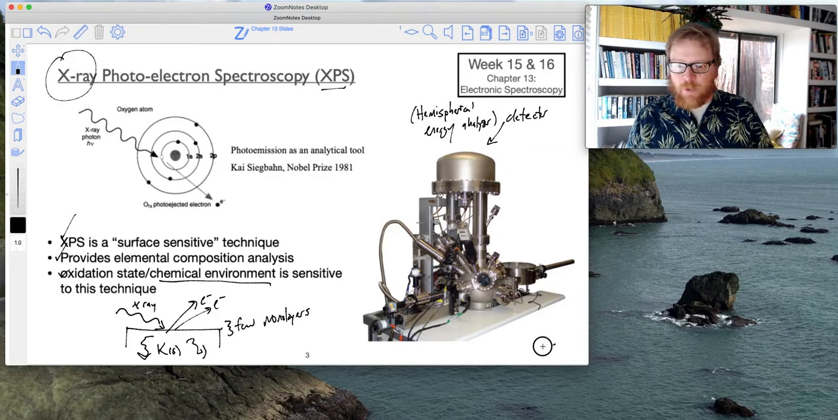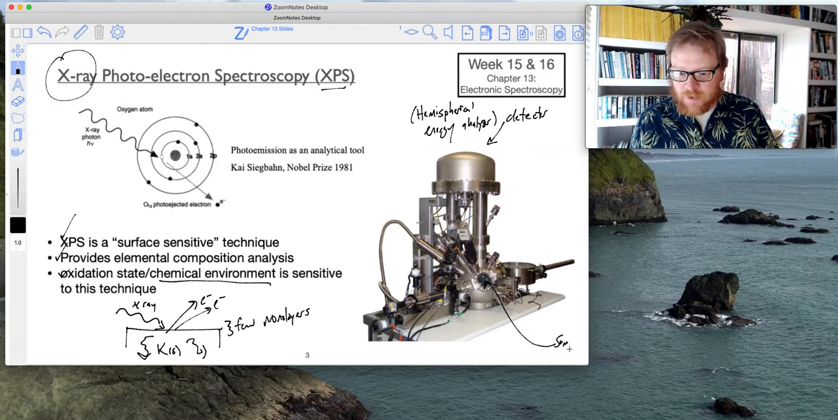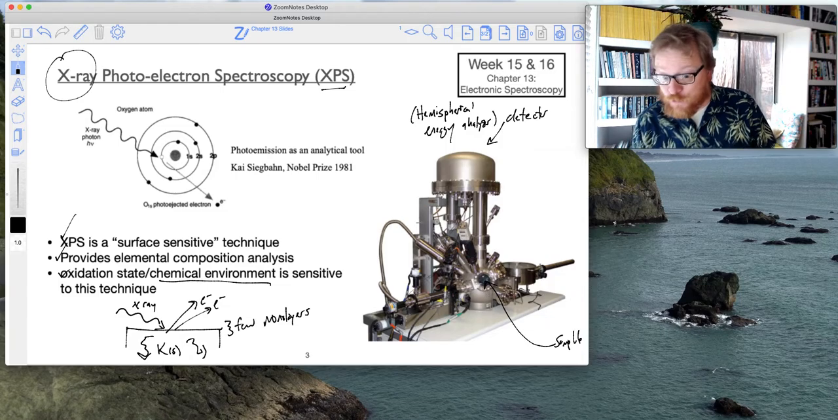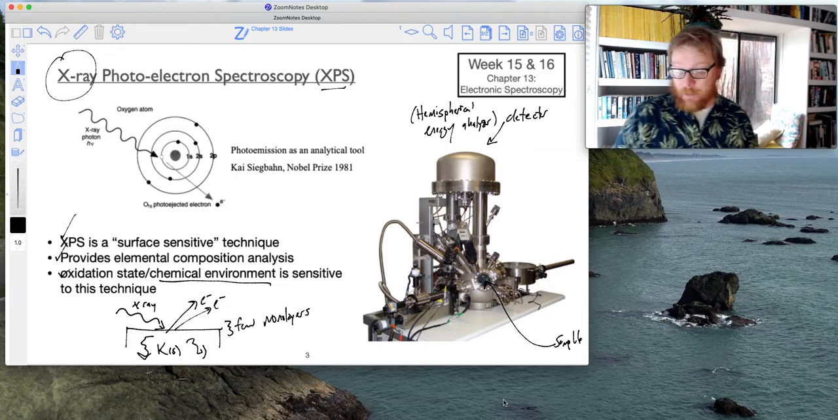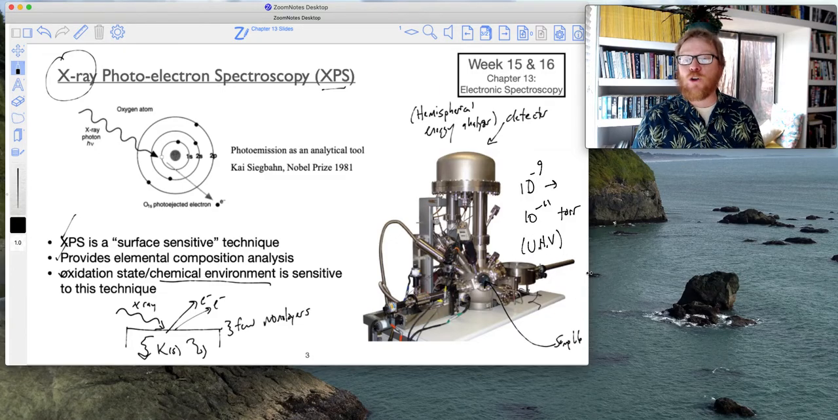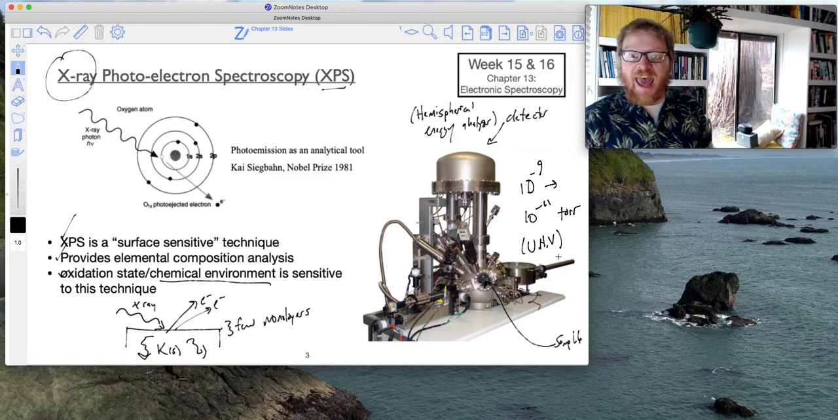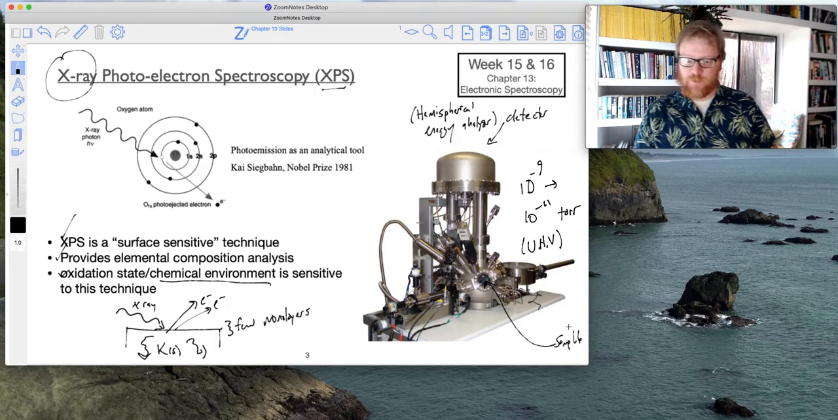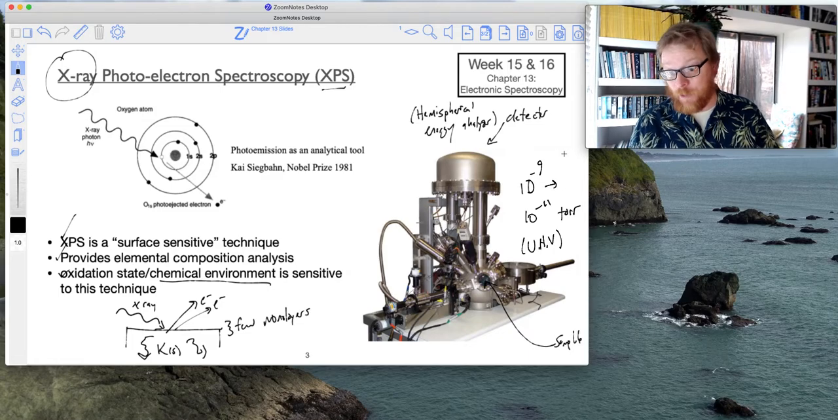Our sample rests right in here, and typically there's a little window viewport into this vacuum chamber. This entire thing needs to get pumped down to about 10 to the minus 9 to 10 to the minus 11 torr. We call that UHV, ultra high vacuum, 10 to the minus 10 torr, roughly. That is challenging, to say the least.